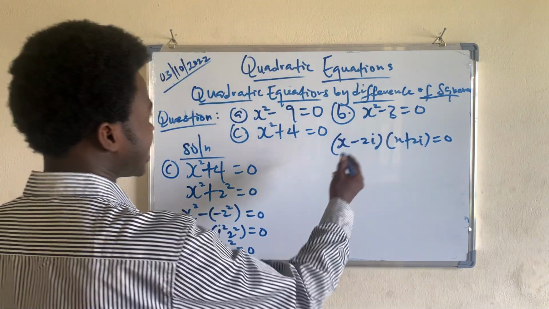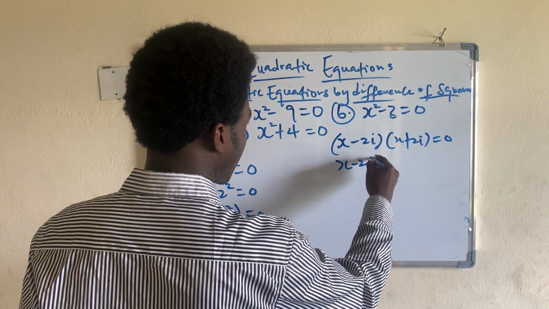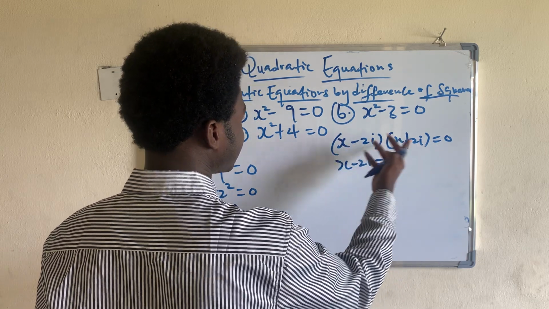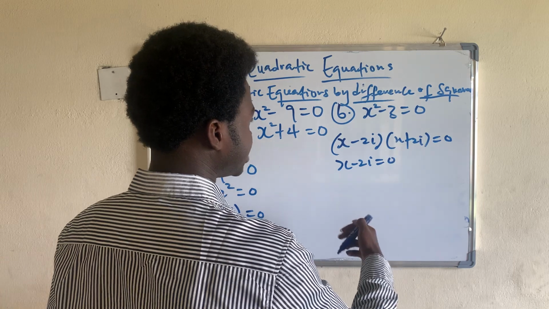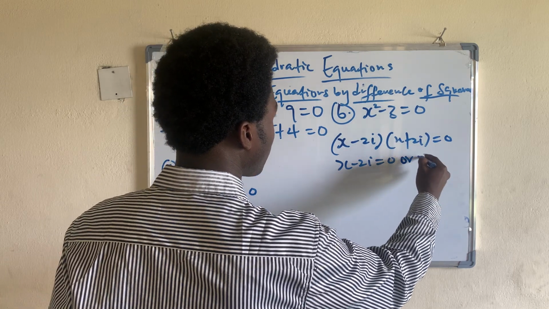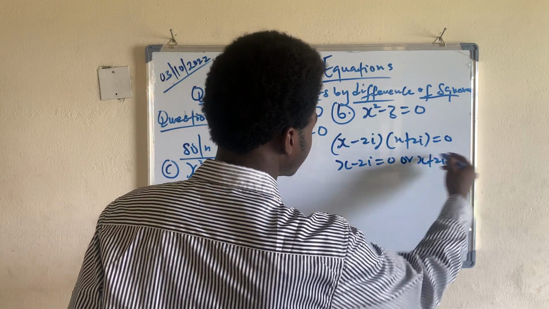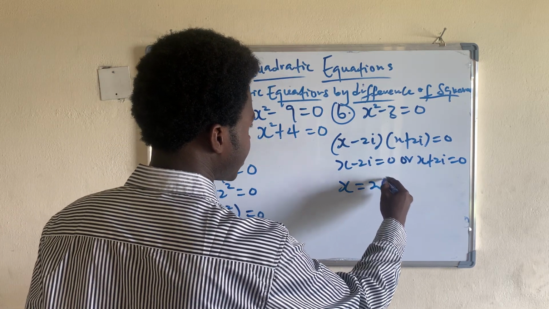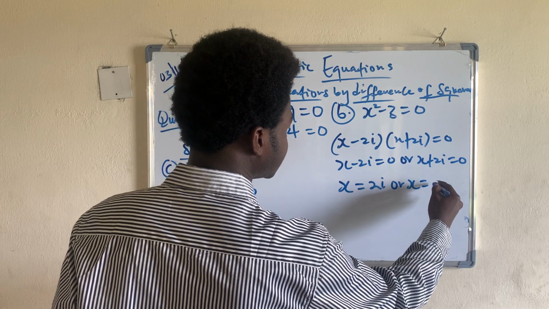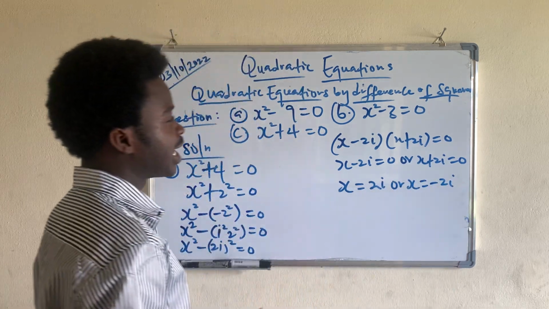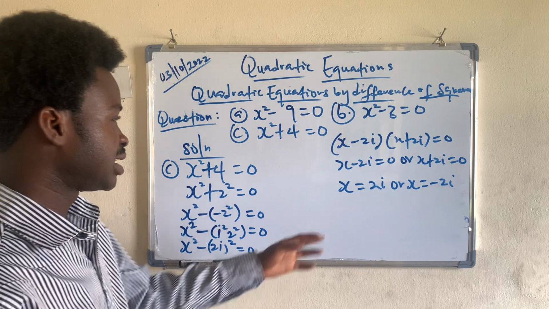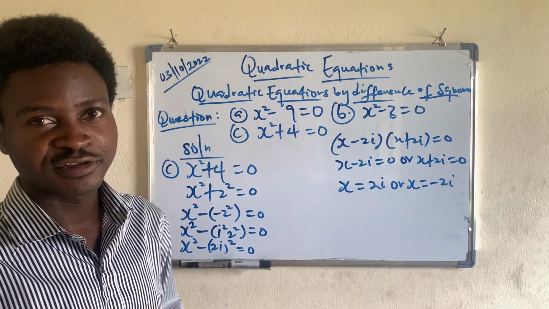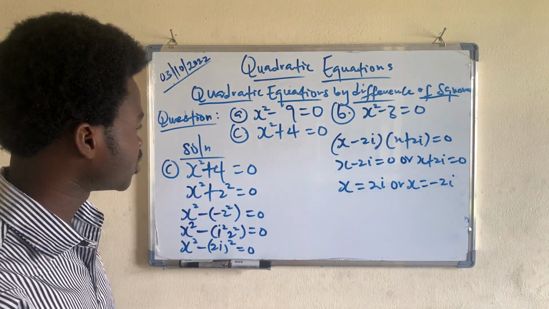So now we can write this as x minus 2i gives 0, because before the right hand can be 0, it's either this factor is 0 or the other is 0, or they are both zeros. So we can say x minus 2i equal to 0 or x plus 2i equal to 0. So that we have x is equal to 2i or x is equal to minus 2i. And here we can see that 2i and minus 2i are the roots of the quadratic equation x squared plus 4 equal to 0.